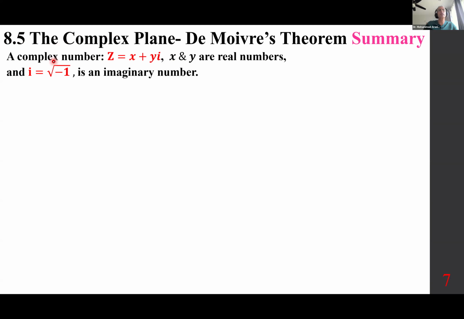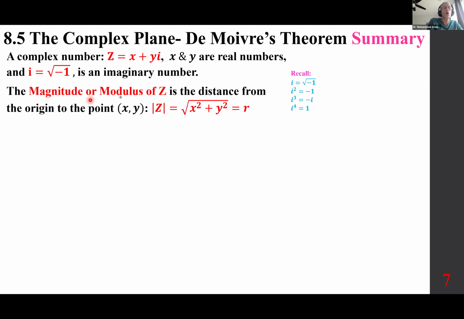Here's the summary. A complex number, everybody remembers a plus bi. It's the same thing, z equals x plus yi, where x and y are real numbers, and i by definition is the square root of -1, which is an imaginary number. Okay, again, think about a plus bi, the same concept. Recall i is equal to square root of -1, i squared is -1, i cubed is -i, and i to the power of 4 is positive 1.